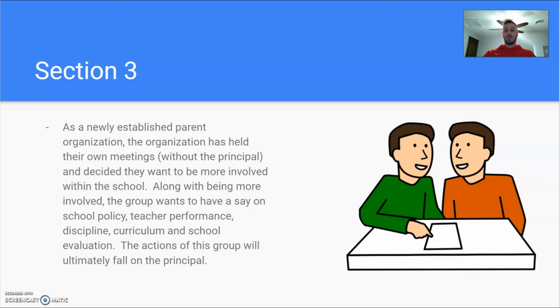So this group wants to have their hands in basically everything from curriculum, what their kids are being taught, school evaluation, teacher performance, which gets into laws that I guess a parent organization or community organization can't really be involved in, teacher evaluation and stuff like that. That falls with the principal. But they want to have their hands in a lot of things, and ultimately if something like that goes wrong or it's not legal, I believe that responsibility would fall on me, the principal.